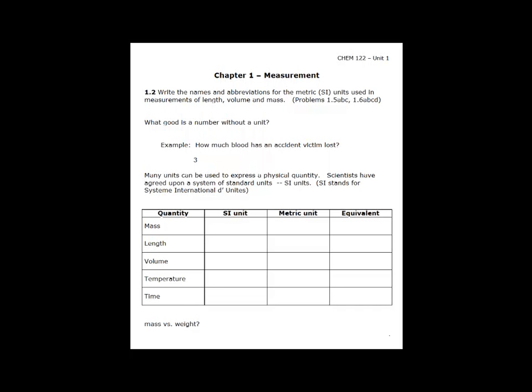And we will see this a lot more in lab. So, if you put 3 down on your paper, is it 3 milliliters? Is it 3 grams? Is it 3 centimeters?